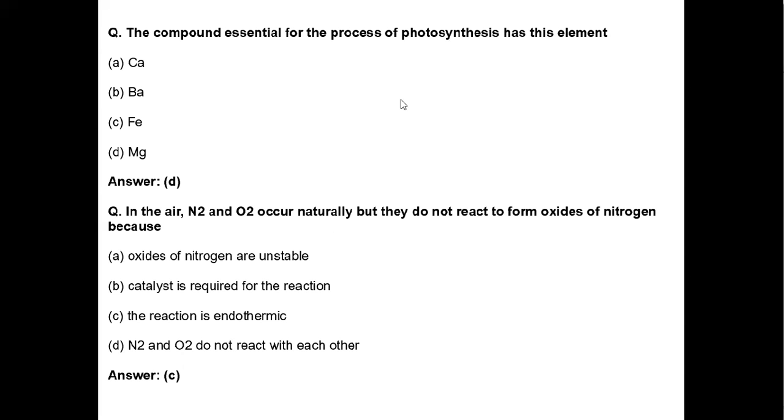The compound essential for the process of photosynthesis has this element: calcium, barium, iron, and magnesium. Option D is the right answer. Mg is essential for the process of photosynthesis.